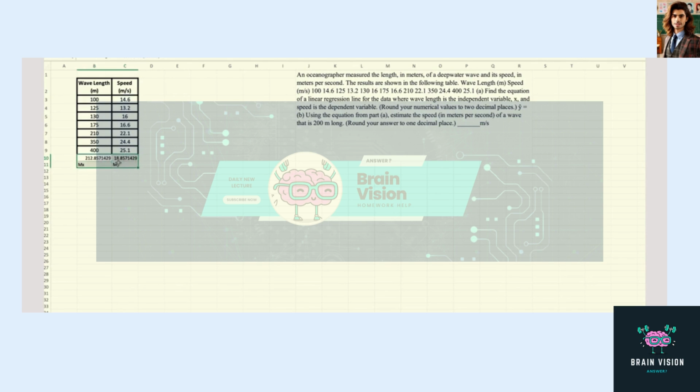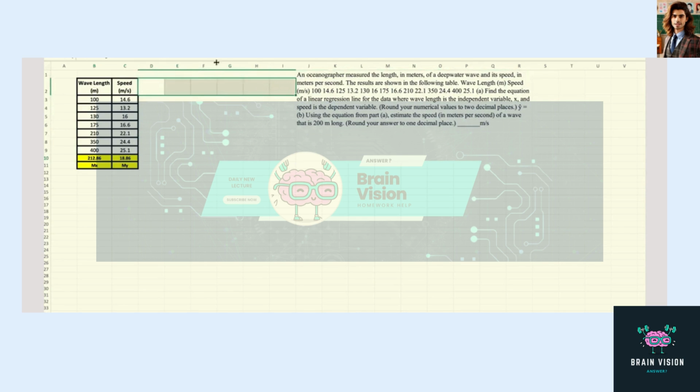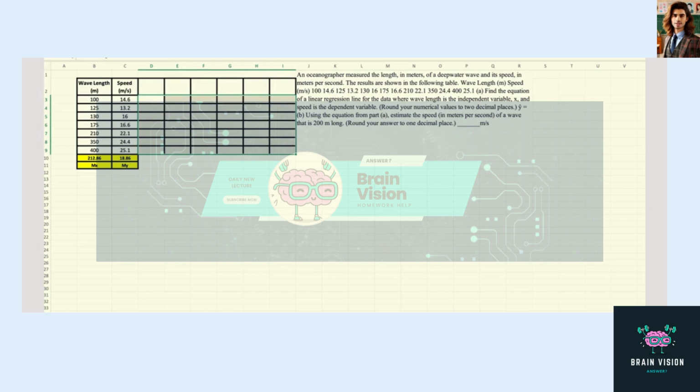I'm going to highlight them. I'm assuming that you have some type of Excel program, because doing this by paper and pencil would not be fun. I'm going to round these to 2 decimal places because that's what it wants us to do. Then let me bold all this, center it, and box it in.